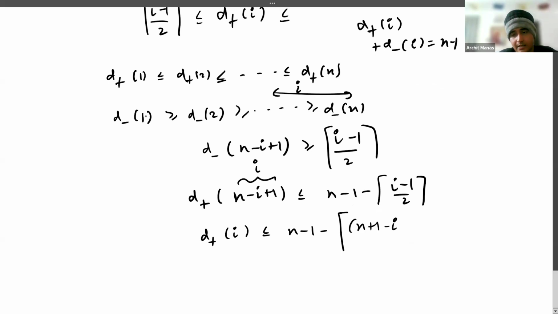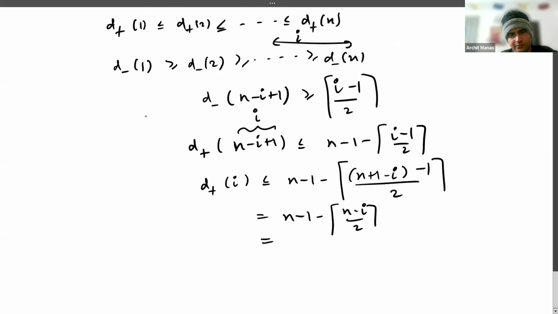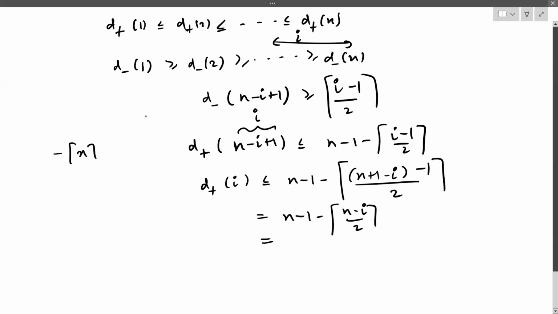N plus 1 minus I minus 1 divided by 2 is equal to n minus 1 minus ceiling of n minus I over 2. And just send n minus 1 in there. This becomes, well, hold on. It should be floored: floor of (n plus I) by 2 minus 1.